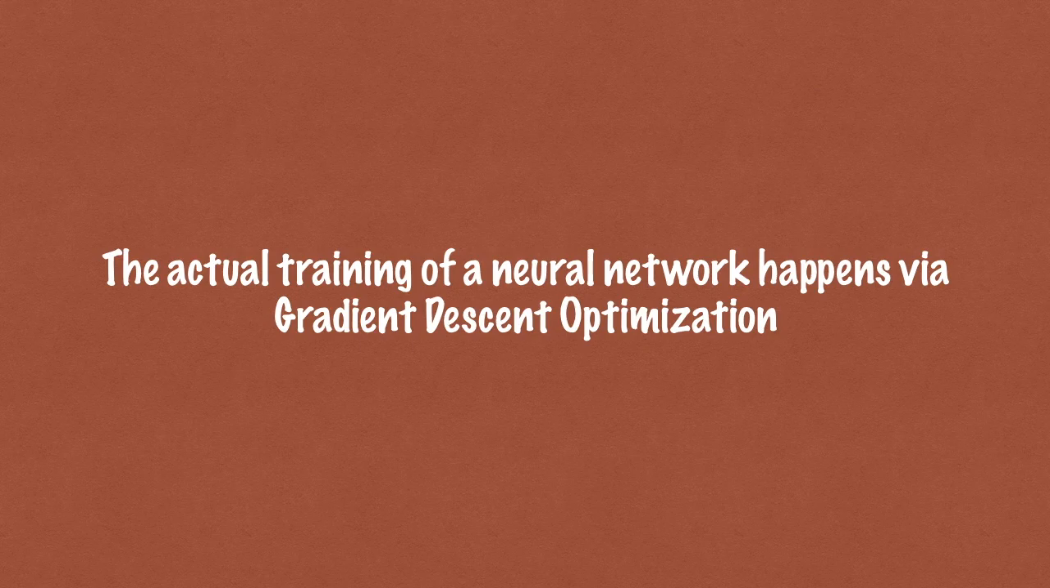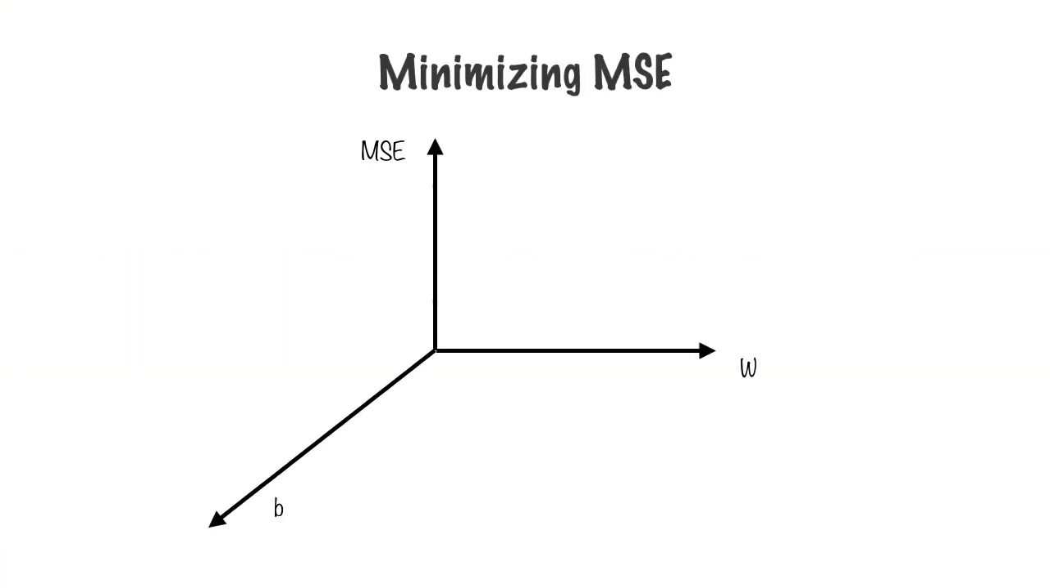Now, the actual training of a neural network, just like in the case of a single neuron and linear regression, happens via a process called gradient descent optimization. Let's understand what gradient descent optimization is for a single neuron, and you can extend this to all neurons of the neural network. Imagine that we have a three-dimensional axis where all possible values of w and b are plotted on the lower two axes, and the loss function or the cost function, which in the case of linear regression is the mean square error, is plotted on the third z axis.